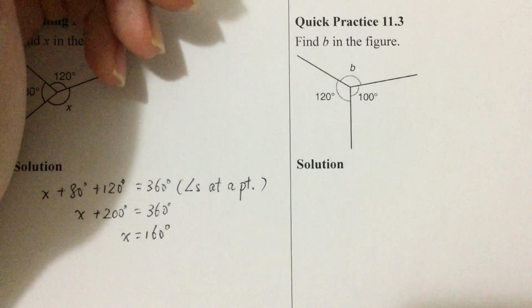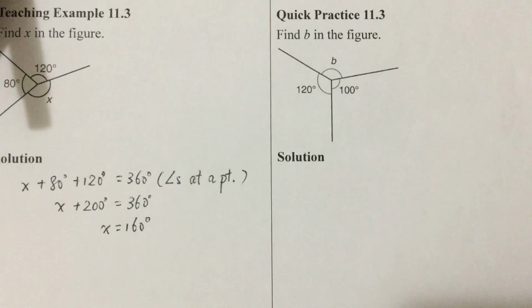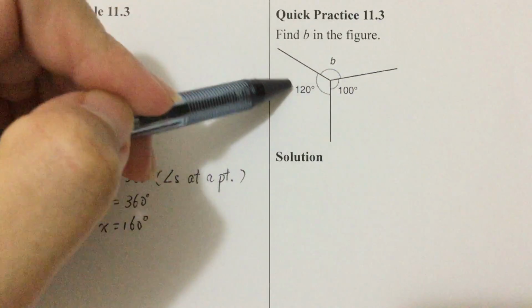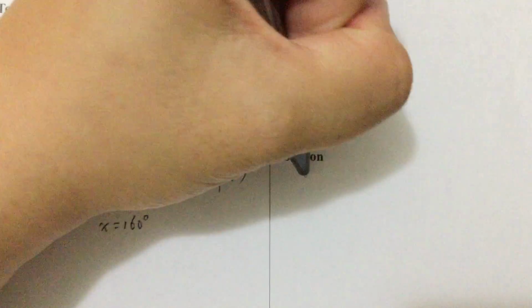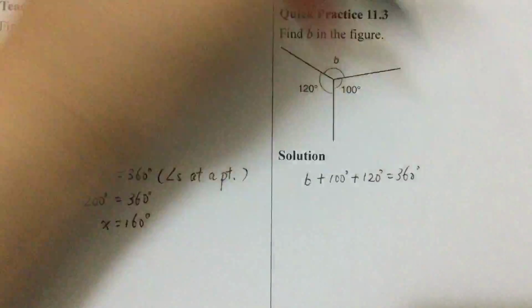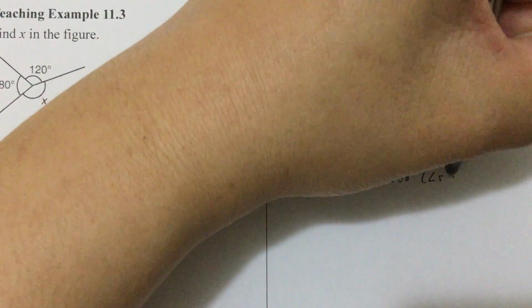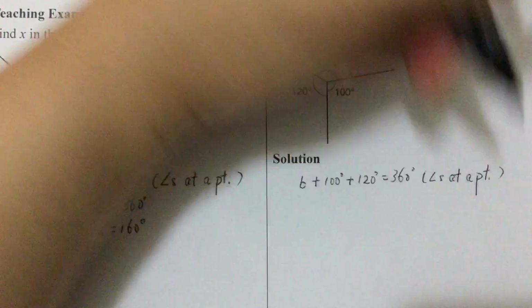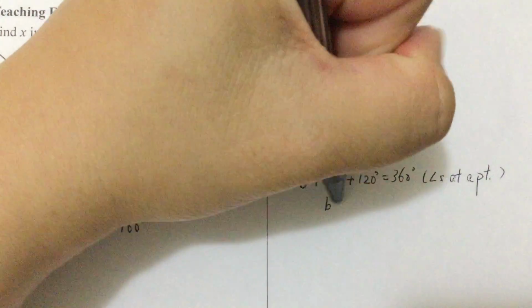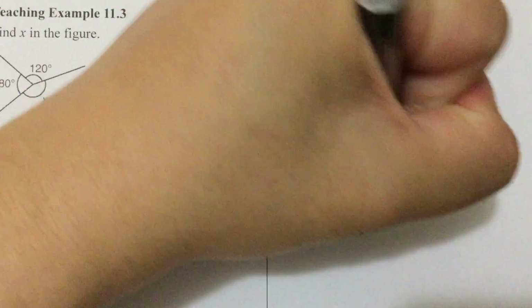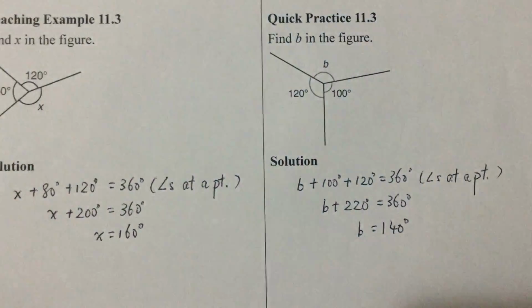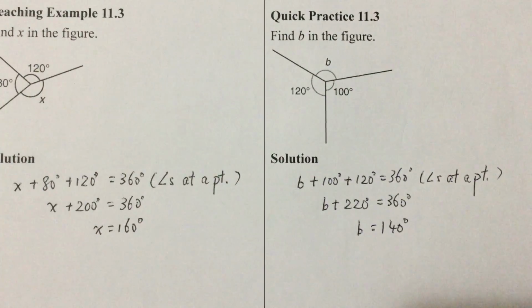Okay, now I will discuss the question, and if you cannot finish, just pause the video now. Now we have three angles here together, so we can add them all together to get 360 degrees. Once again, b plus 100 degrees plus 120 degrees equals 360 degrees. And this one is called angles at a point. So we have b plus 220 degrees equals 360 degrees. So b is 140 degrees.